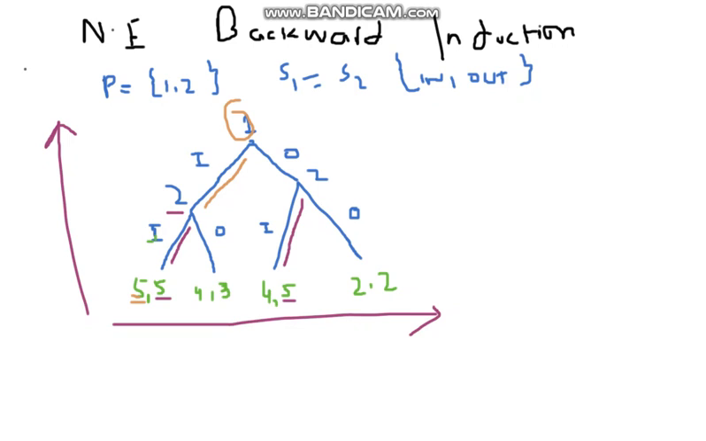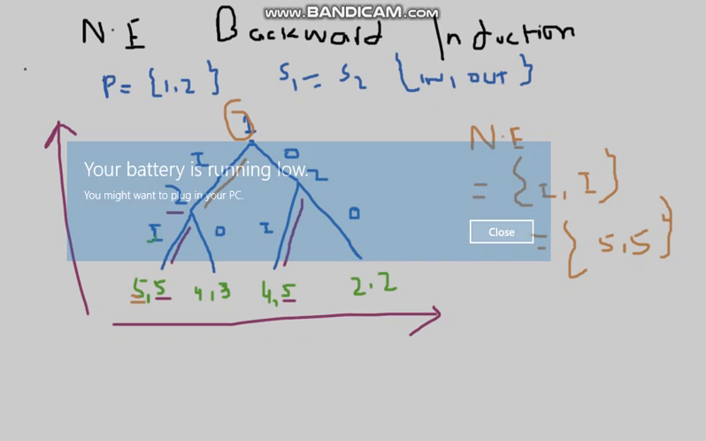That means the Nash equilibrium for this game is that each player will choose the strategy of in, and each will get payoffs of 5 and 5. So this is how we find the Nash equilibrium using the backward induction method.